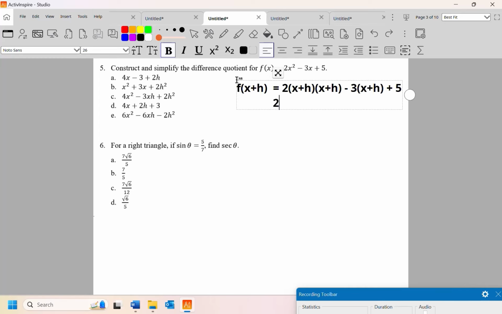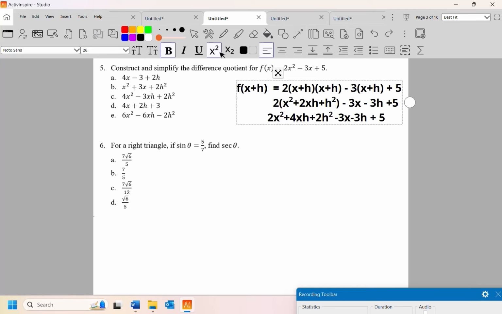So x plus h times x plus h, every time you do it, is x squared plus 2xh plus h to the second. You should have done this about 15 times by now. Some of you have not done it once. Double it, you're going to get 2x to the second plus 4xh plus 2h to the second, minus 3x minus 3h plus 5.